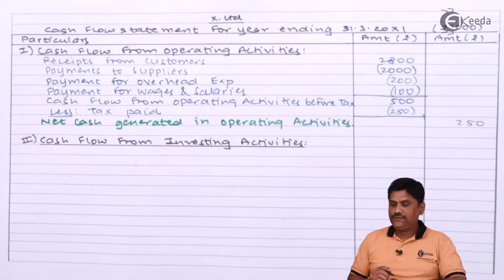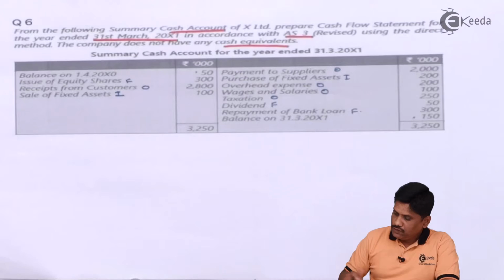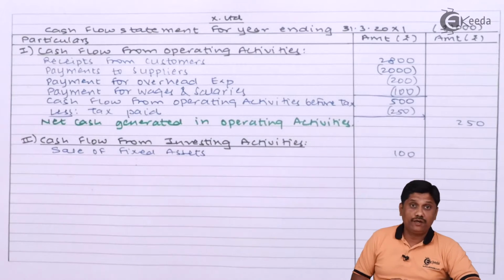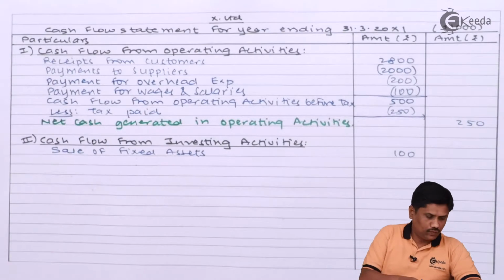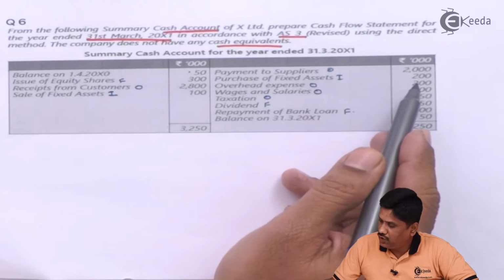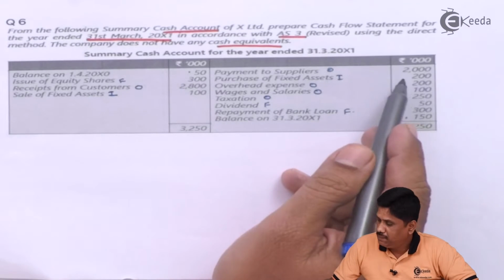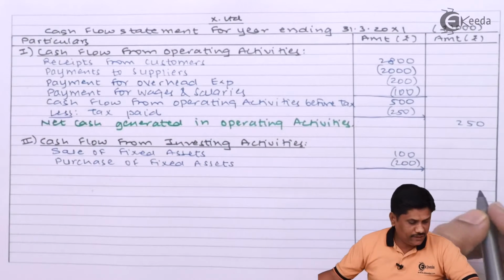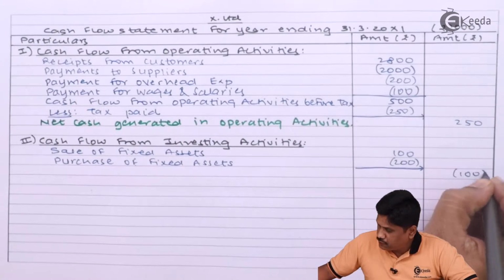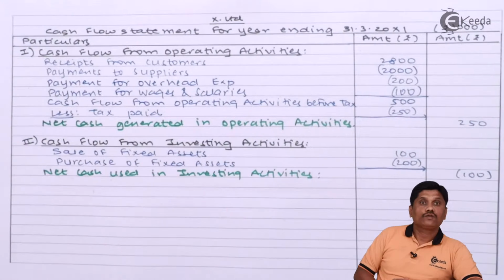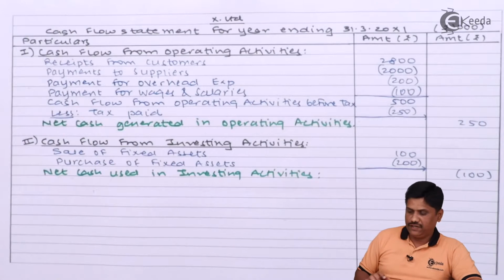Second part, cash flow from investing activities. You can notice they gave you sale of fixed assets 100. Since cash comes in, it is your positive cash flow. On payment side you can notice purchase of fixed asset is your outflow in your investing activity. Purchase of fixed asset 200. So if you look at the final amount here, it is 100 but negative. Negative means net cash used in investing activity. Okay, net cash used in investing activities.